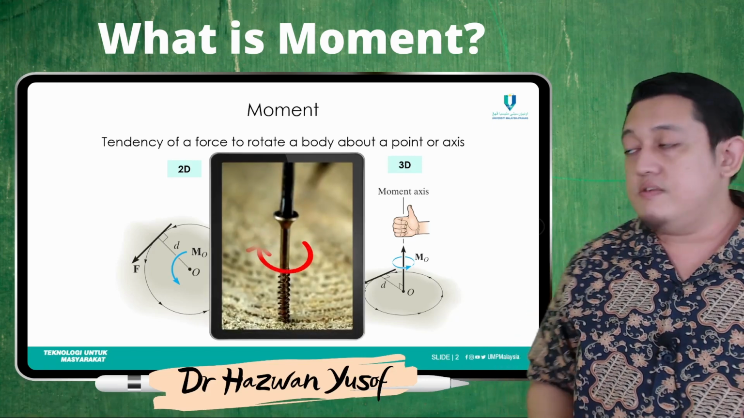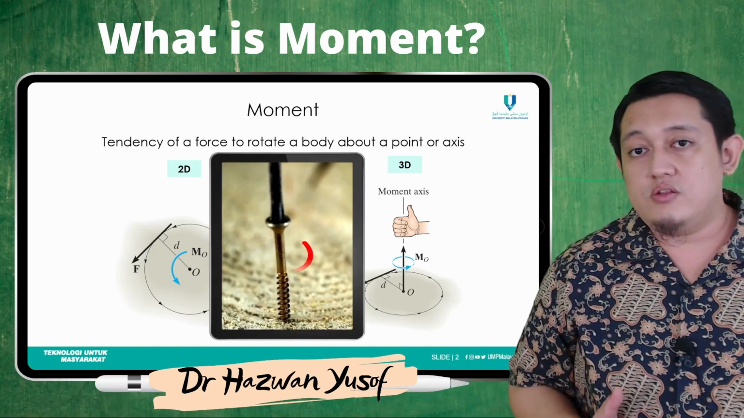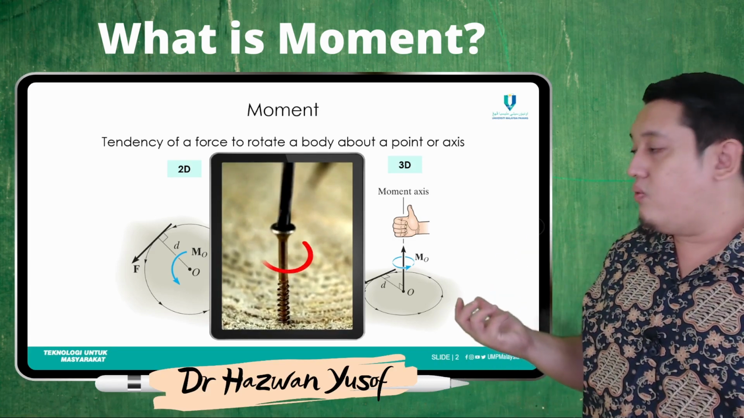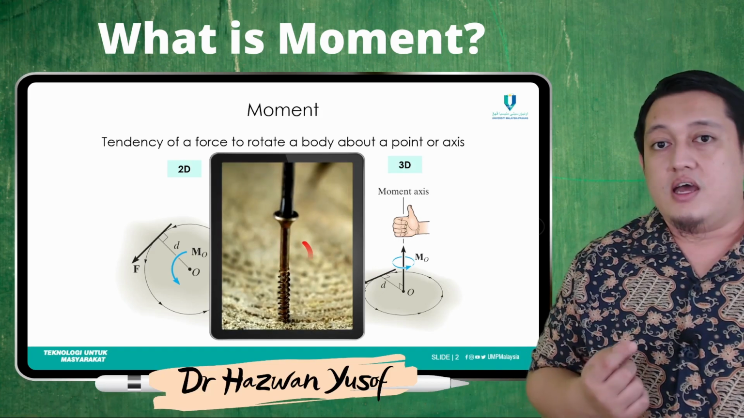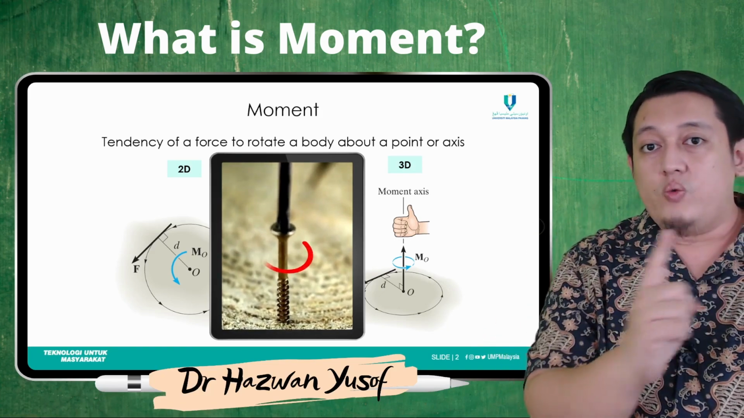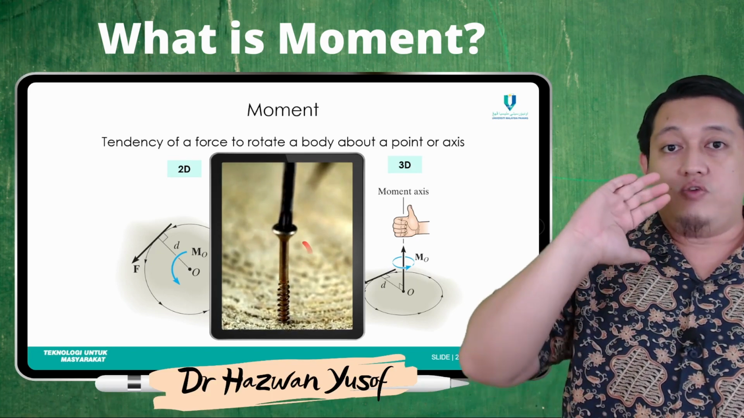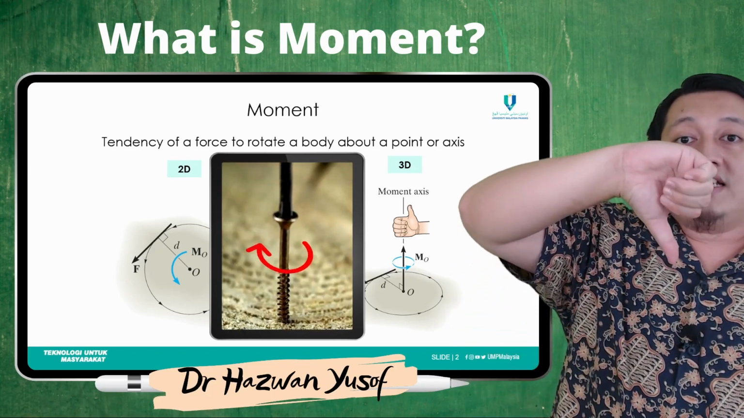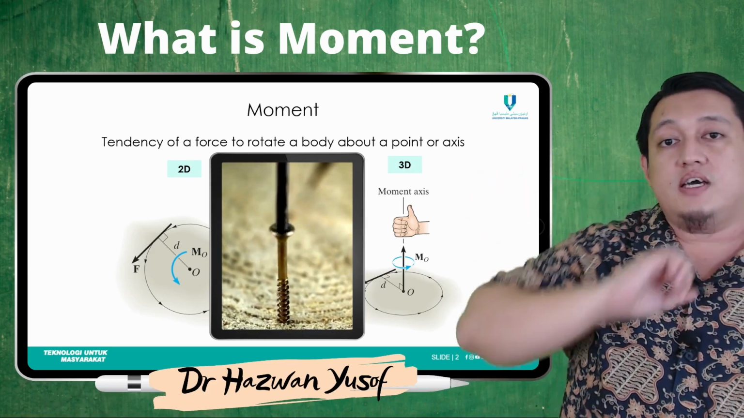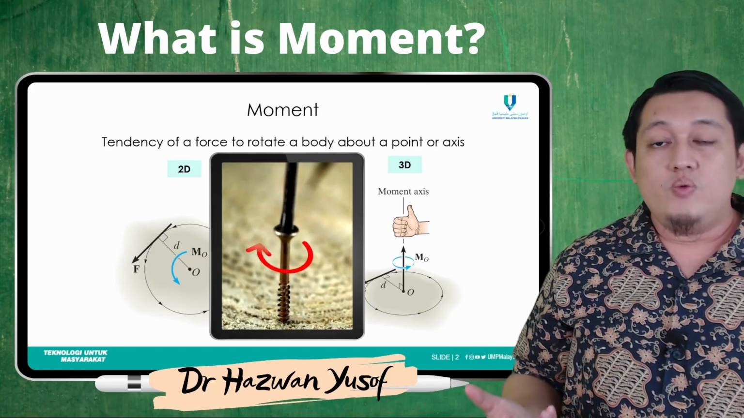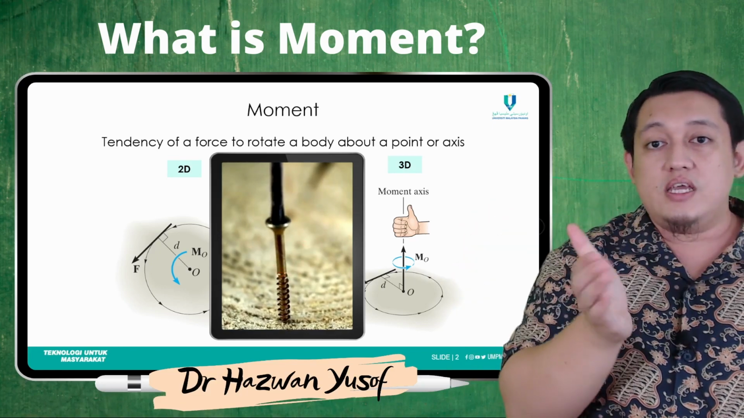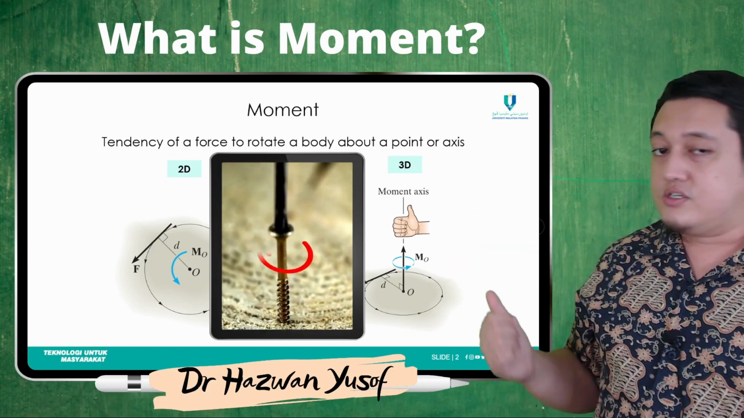Let's take a look at this video here. When someone is trying to screw something and wants to tighten the screw, what we need to do? We need to rotate it like this. When we rotate it like this, if we follow the rotation, the direction of the screw will be following the direction of the moment. This is how we can know whether we want to rotate it like this to tighten it, or rotate it like this to loosen the screw.